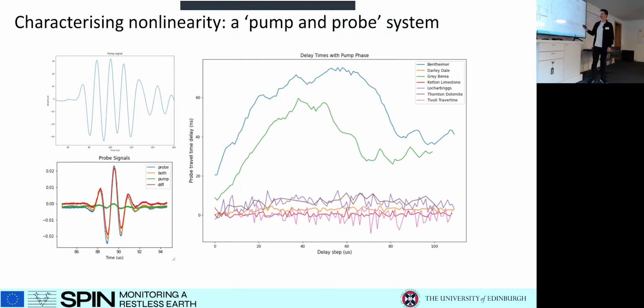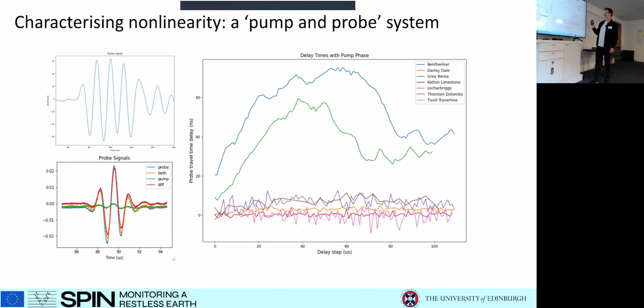And so these are a quick overview of the results. So here's our pump signal. It's about 100 microseconds long, so it's a 4-cycle shear wave burst. And our probe signal, very, very tiny, just a couple of microseconds.